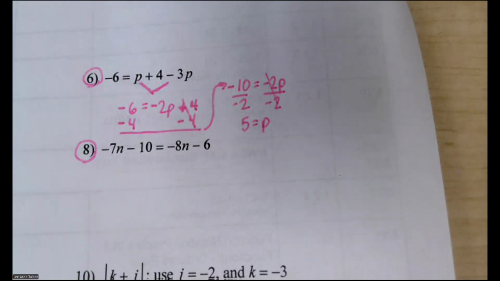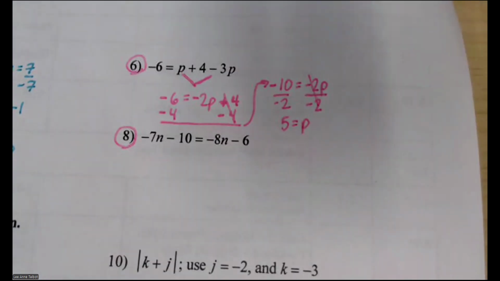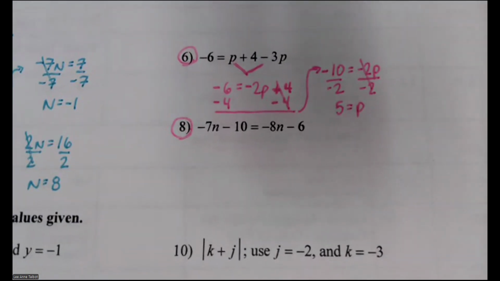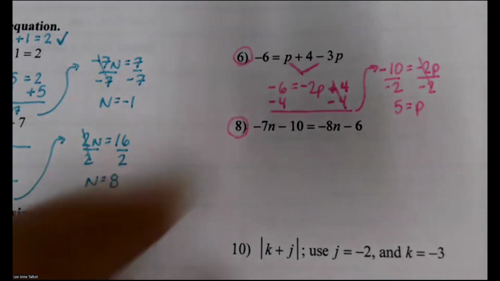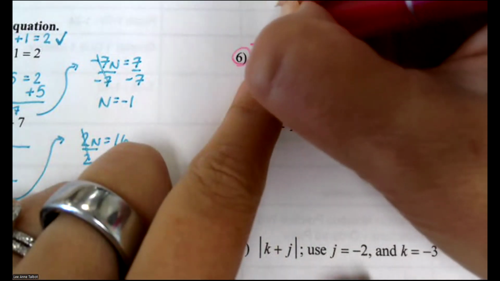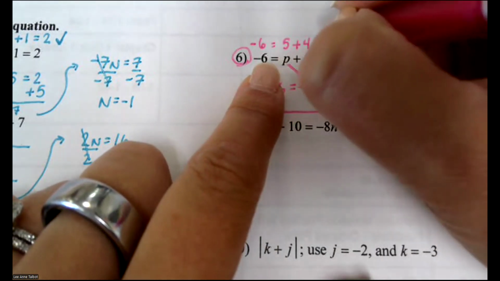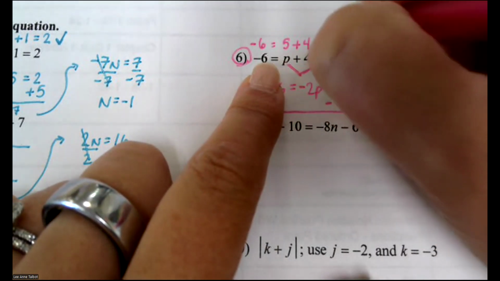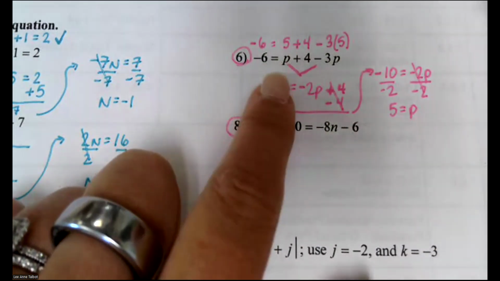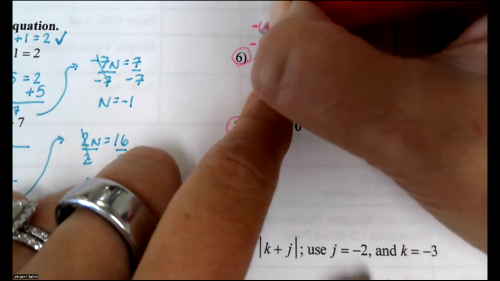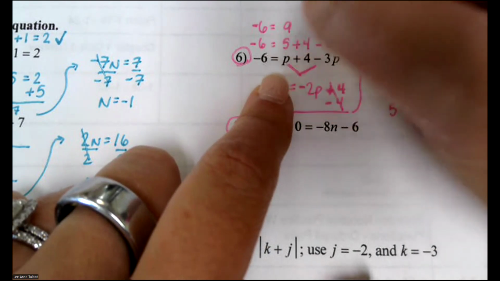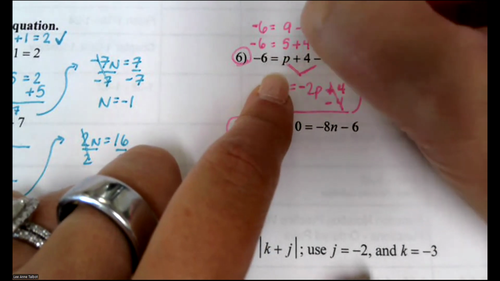Quick question, did anybody do this ahead of time and get 5? Yes, okay. Just checking. All right, so right here, I'm going to say -6 equals 5 plus 4 minus 3 times 5. -6 equals 9 minus 15. That's a true statement.